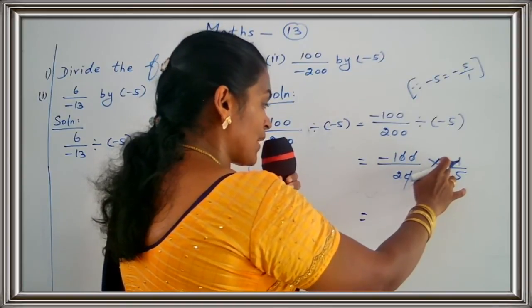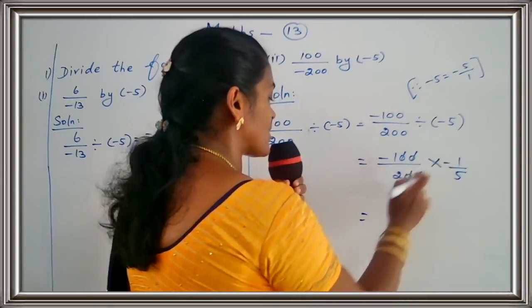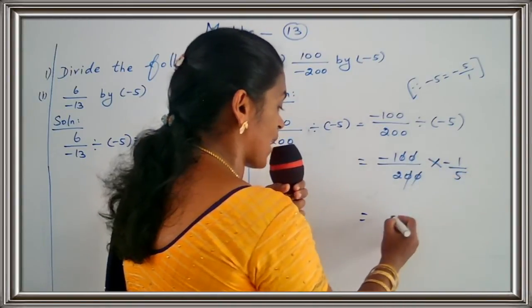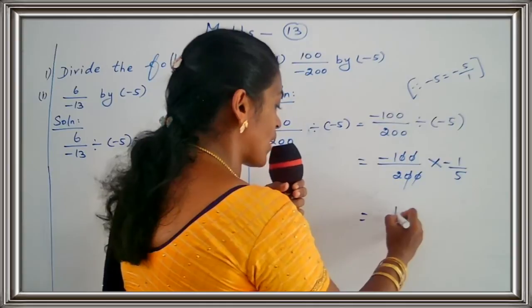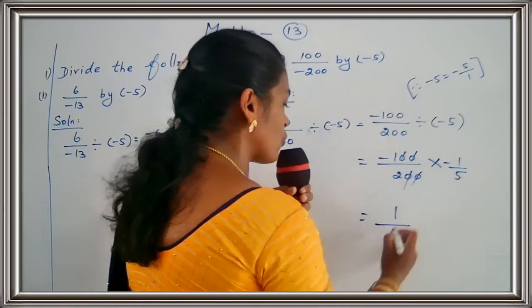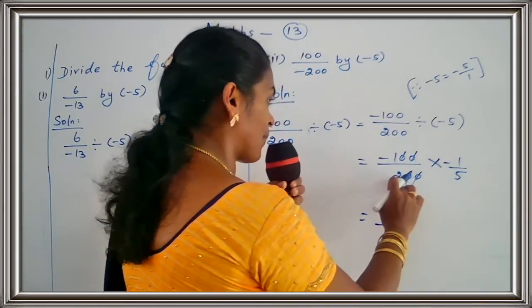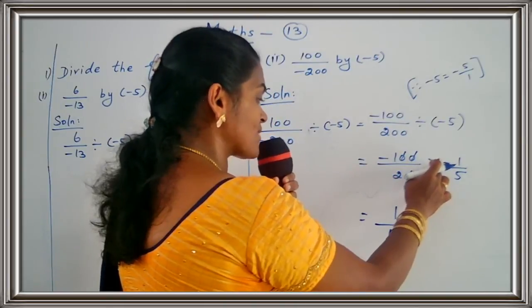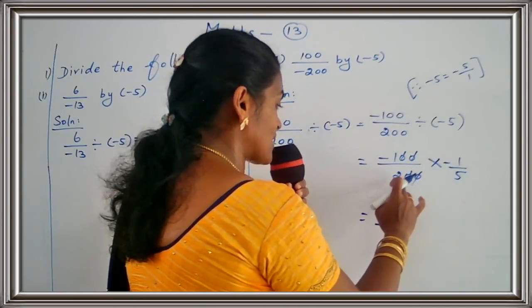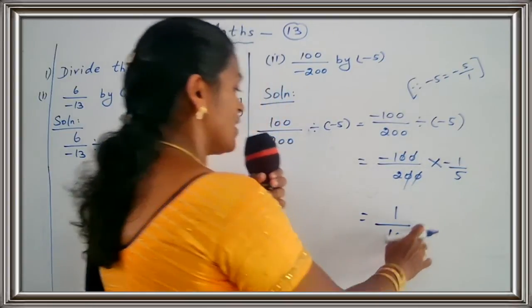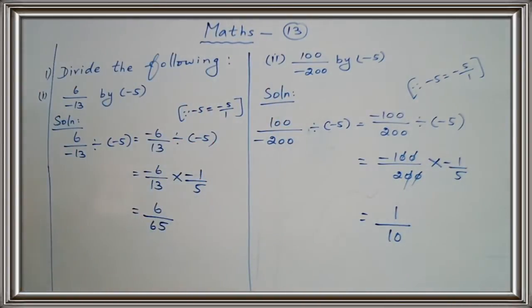Now, are there any common factors between numerator and denominator? Yes, here. So you cancel the 2 zeros. The remaining is minus 1 here and minus 1 here. Multiply numerator by numerator: minus 1 into minus 1, minus into minus is plus, so 1 into 1. Multiply denominator by denominator: 2 fives are 10. So the final answer is 1 upon 10.